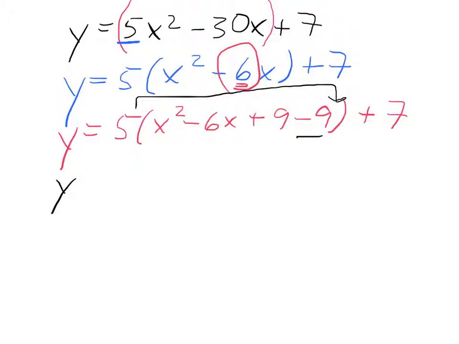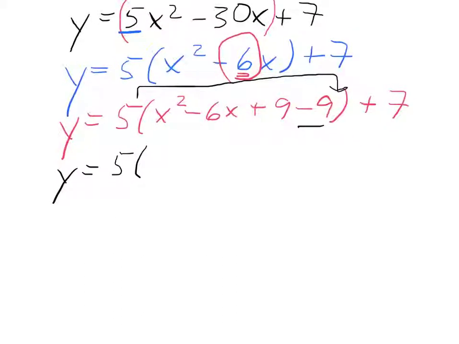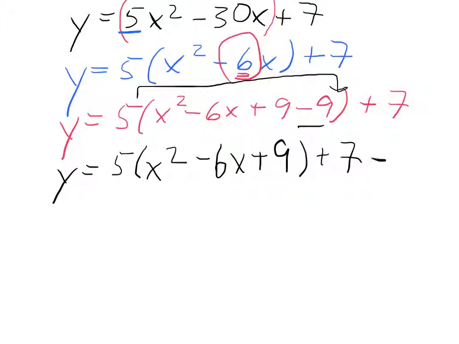So what we're left with is 5 times x squared minus 6x plus 9, and the plus 7 is there, and now we're saying what is 5 times negative 9? That's minus 45. Now in essence what we've done is we've created a perfect square. This trinomial here is a perfect square.